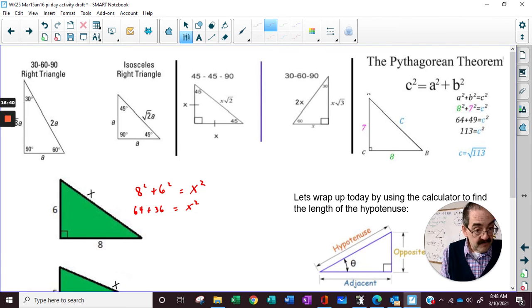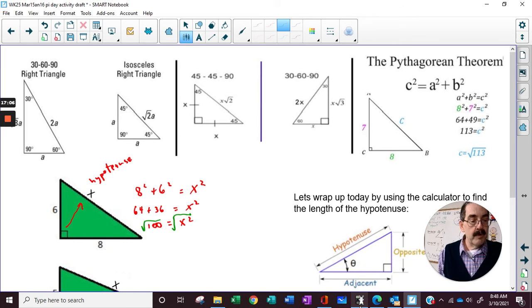Remember, we got to know our vocabulary. This thing's called the hypotenuse. Look at the back of the classroom. You see that giant green triangle Mr. Miller made you? All right, the hypotenuse. Across from the 90. 100 equals x squared. Change colors here. Take the square root of both sides.